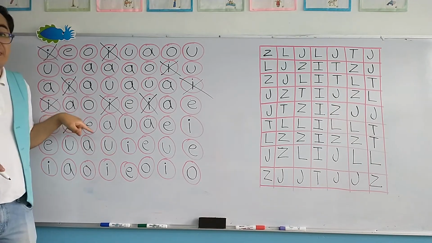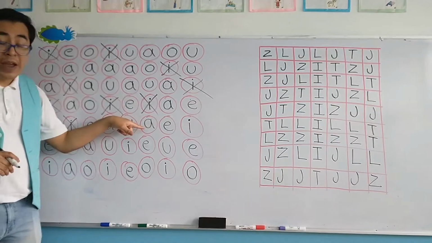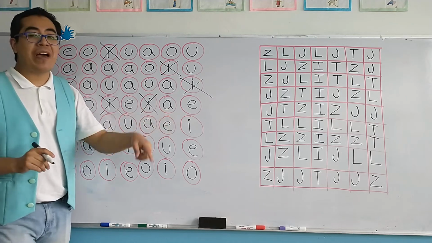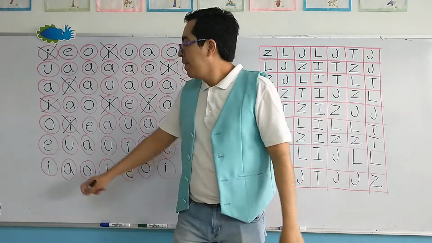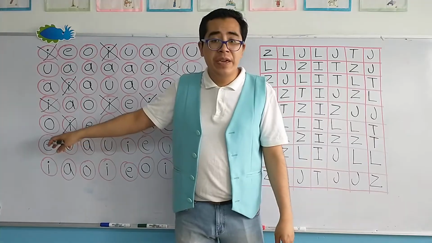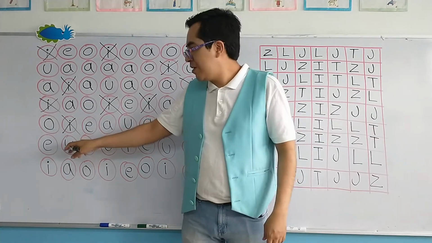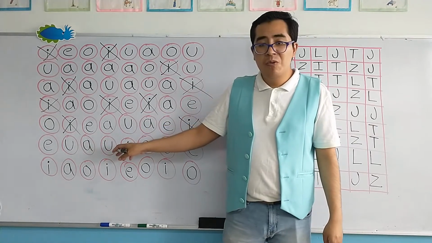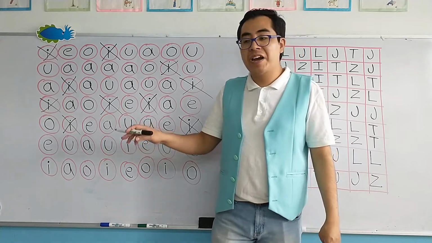Letter E, no. Letter A, letter U, letter A, letter E, letter I. We found another one. Let's mark it with an X. Let's continue with the next row. Letter E, letter U, that's not concern us, esa no, esa no queremos. Letter A, letter U, letter I, that's right.